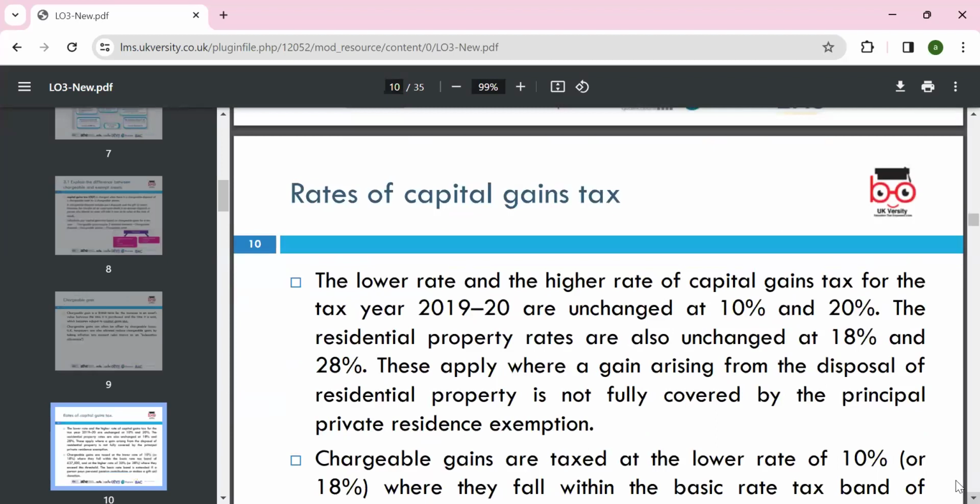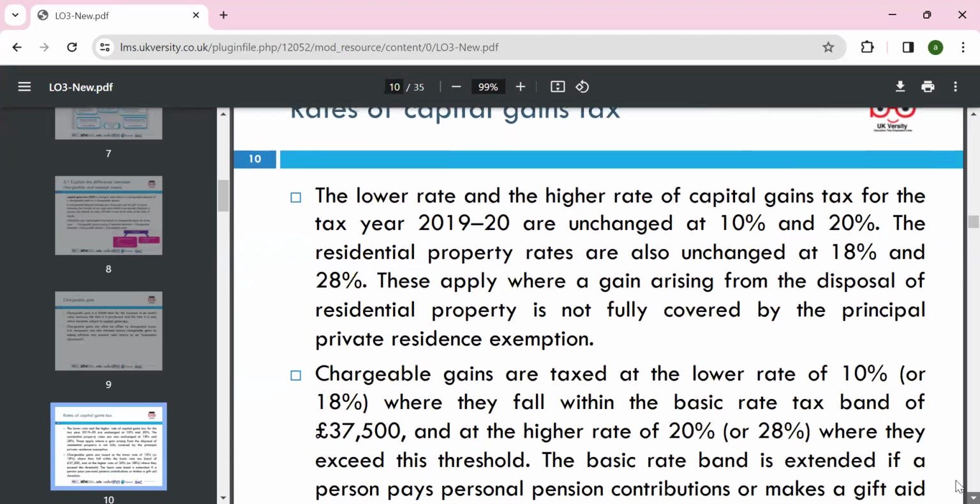So, the rates for capital gains: lower rate and higher rate. Looking at 2019, they are unchanged at 10% and 20%, and the residential property rate is also unchanged. We can further explore the following years according to the Finance Act. Fully covered by the principal private residence.